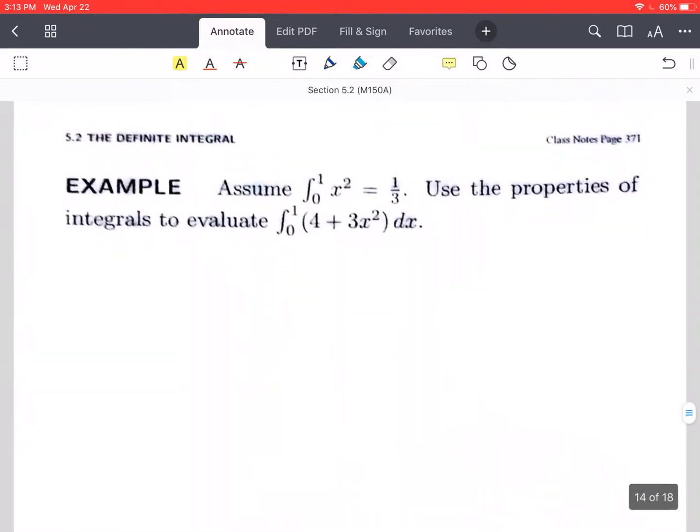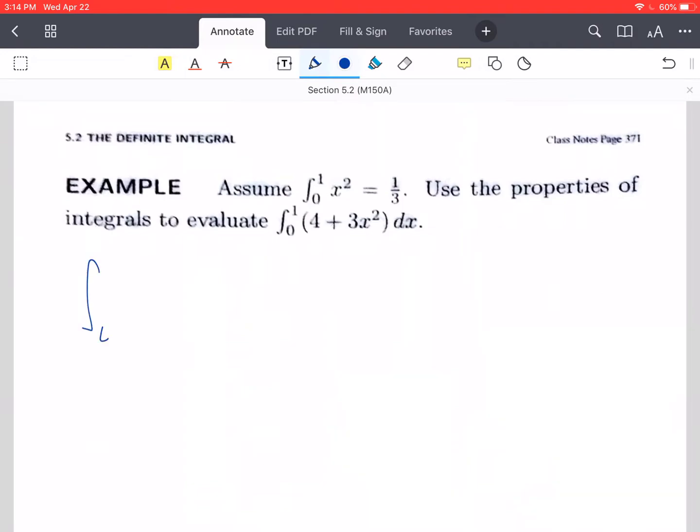So let's look at this example here. An interesting example where we are given that the integral from 0 to 1 of x squared is 1/3, and use the properties of the integral to evaluate the integral from 0 to 1 of 4 plus 3x squared dx. Okay, so we're going to get a little creative here.